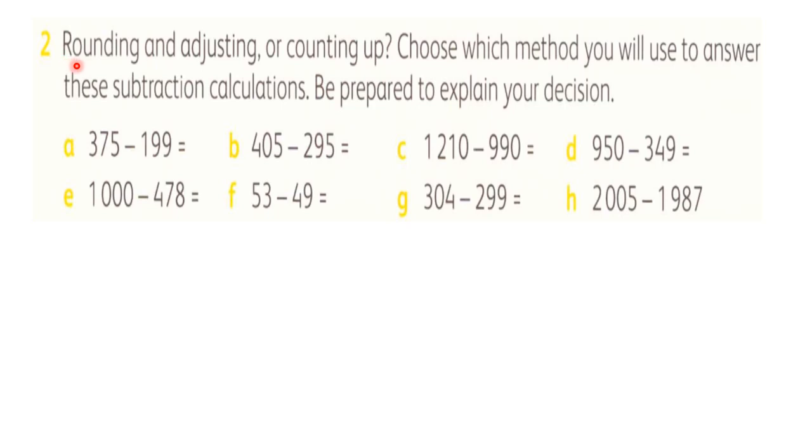Exercise number 2 in the practice panel. Rounding and adjusting, or counting up. Rounding and adjusting is the previous lesson that we looked at, where we rounded a number before doing an addition and a subtraction, and then we subtracted and added the rounding value.